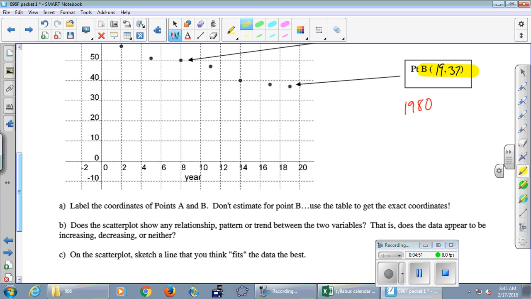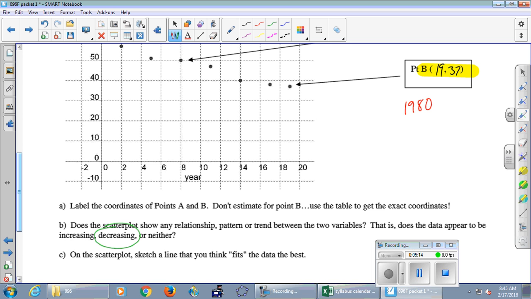So we've answered that question. Appears the data is decreasing. And now part C. On the scatter plot, you're going to sketch a line that you think fits the data the best. And I want you to use a straight edge here. So grab the yellow folder or grab your binder or grab the bookmark. But just draw a line that you think is as close as possible to all the points.